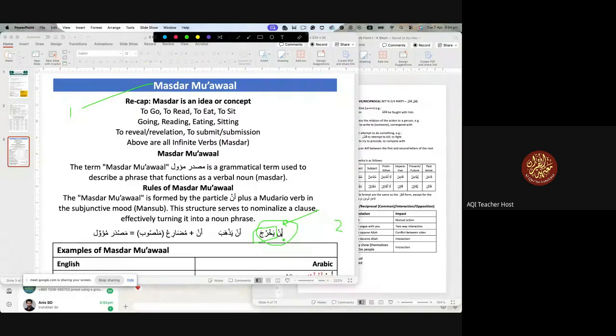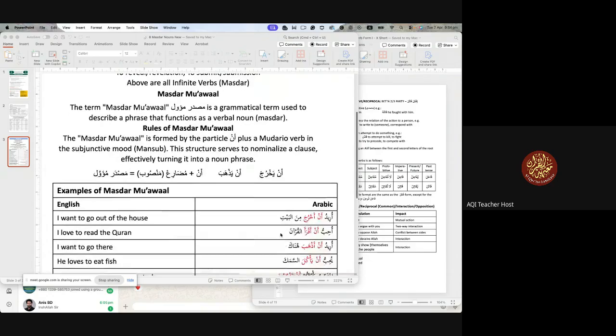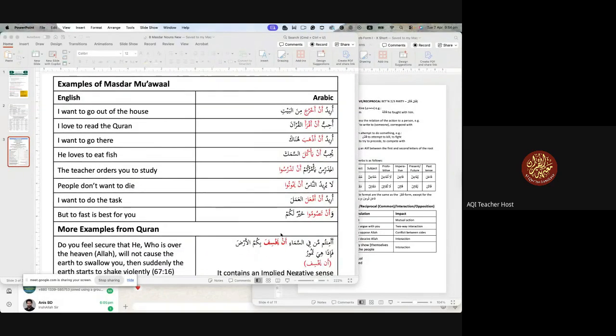I love to go. I love going. Everyone understood that, right? Ustada will go with some examples. Whatever we told you so far, this is what you will see. They're all color marked, mashallah. Digest it and get the meaning of masdar and masdar mu'awwal.